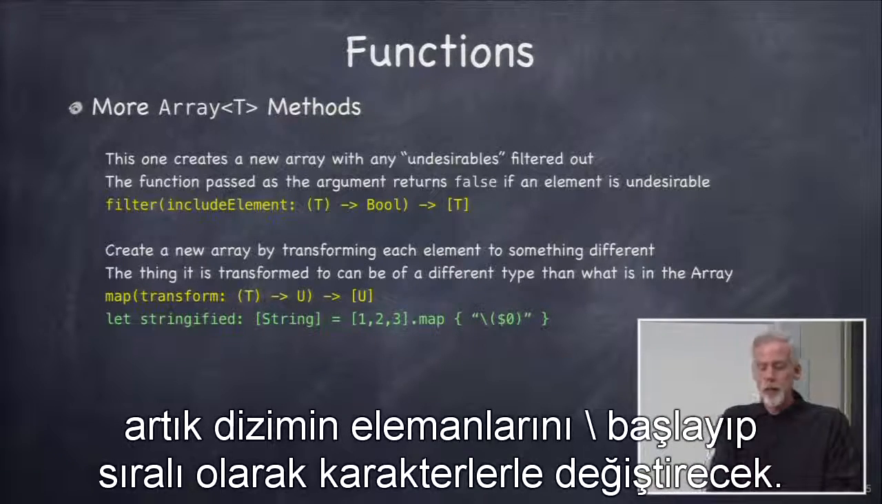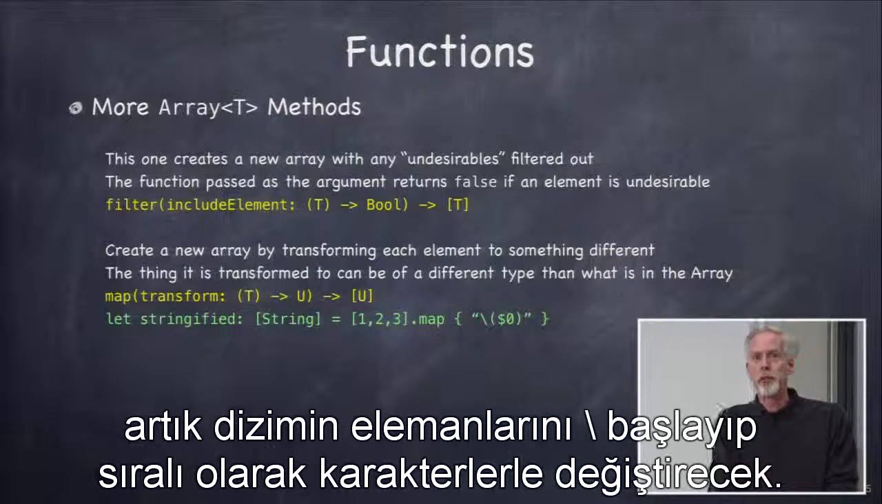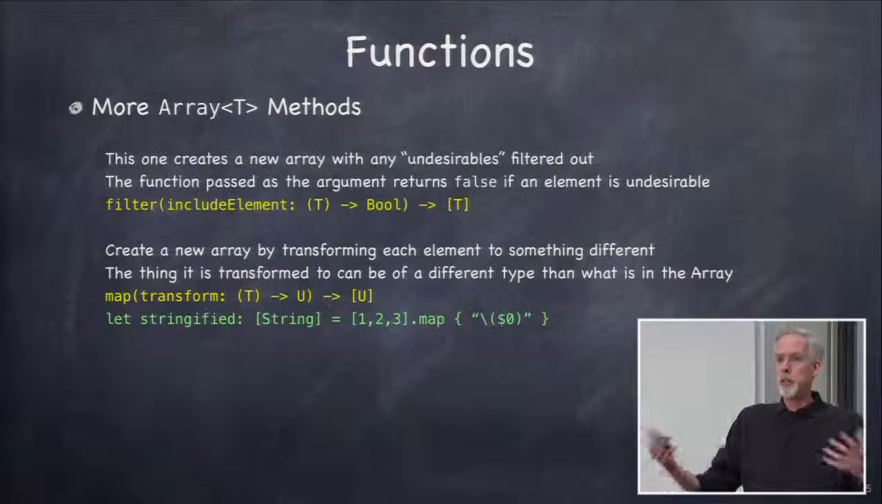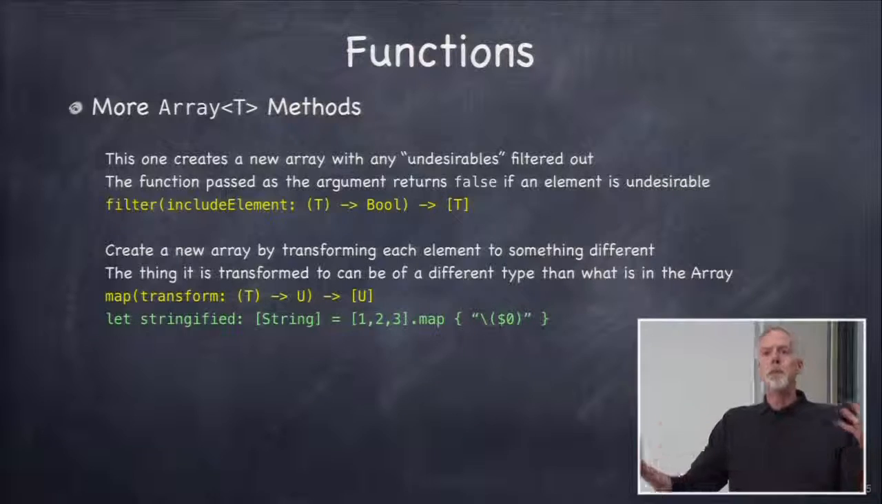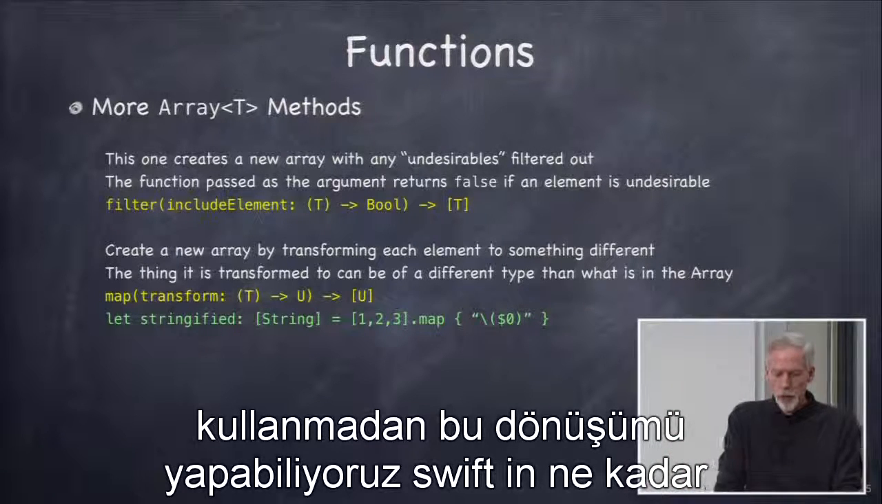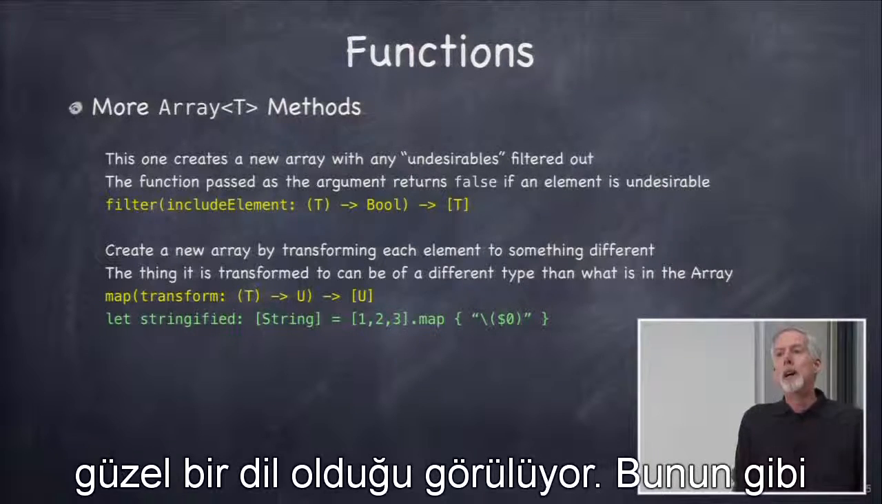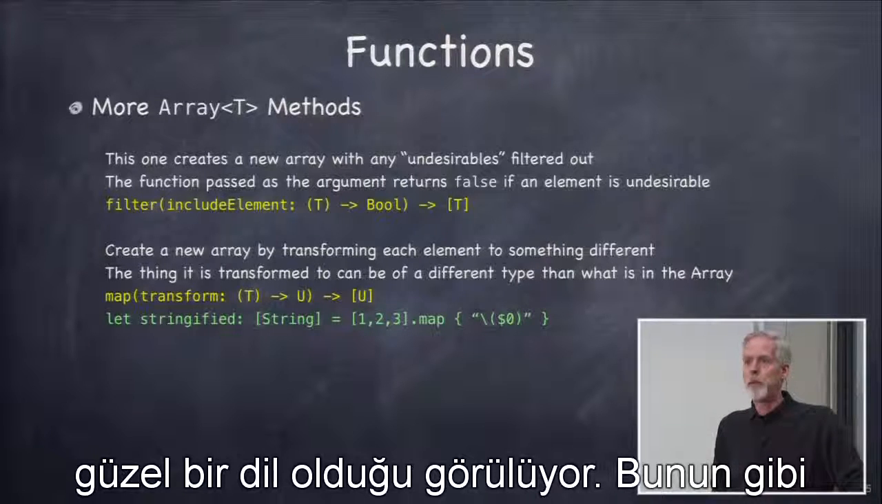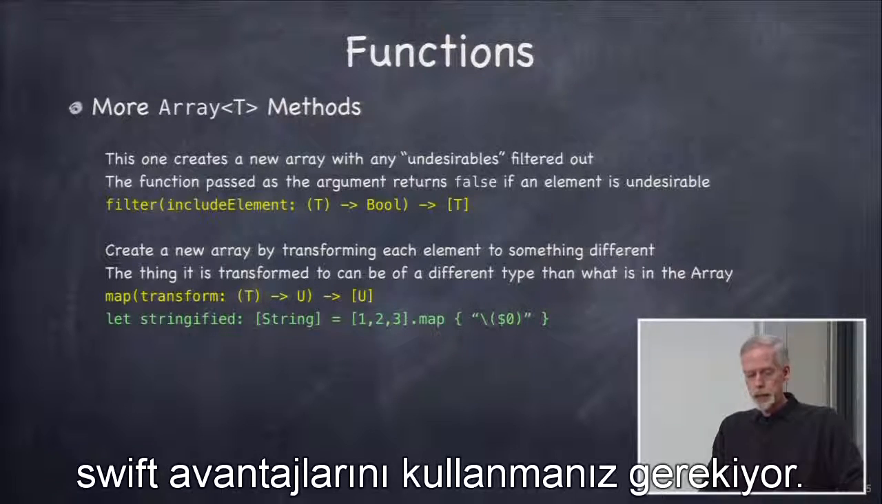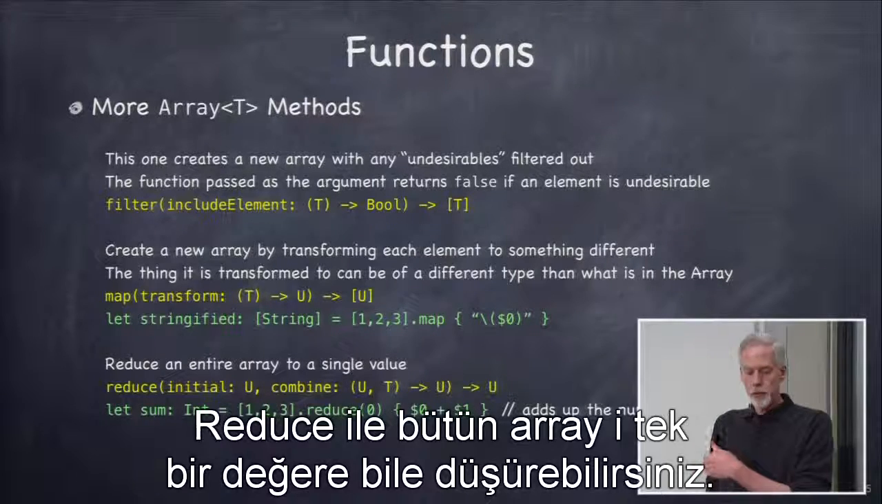Now, you can see incredibly concise language, Swift. I mean, to take an array of ints and turn it into an array of strings, no for loops, no nothing, just, you know, I don't know, a dozen characters here. So you really want to take advantage of some of the things Swift can do with closures, syntax, and things like that. You can also reduce an entire array to a single value.